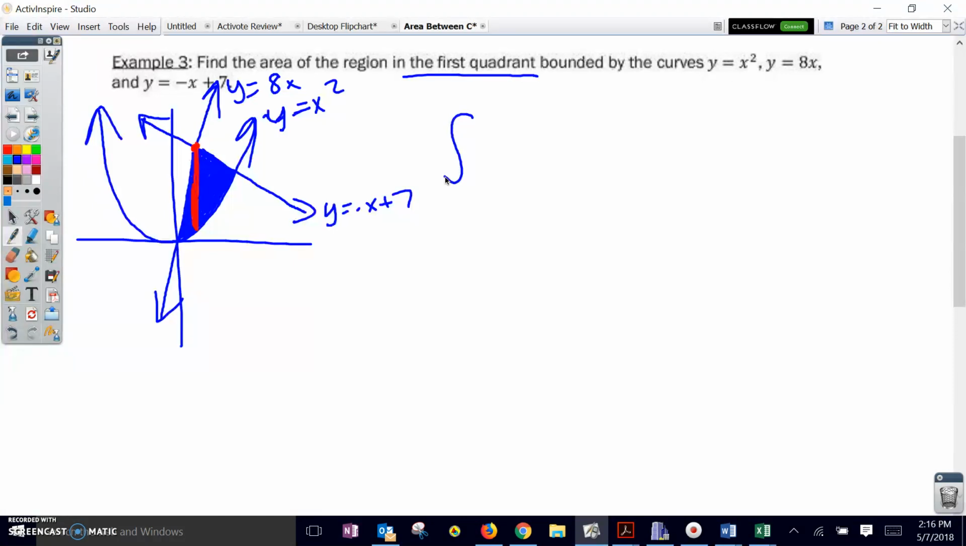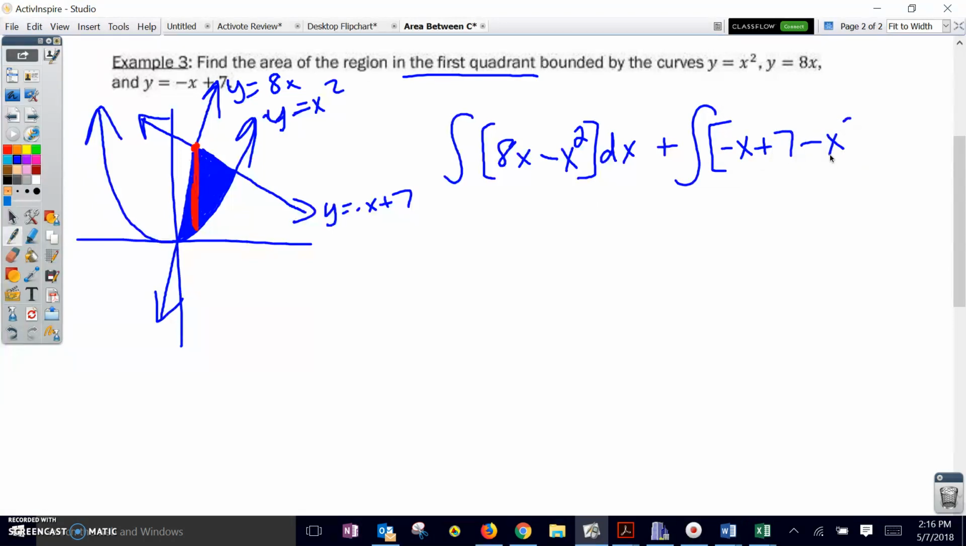For the stuff to the left of the red line, 8x is our upper curve, and x squared is our lower curve. So we're going to integrate 8x minus x squared. And we're going to add to that the integral of, and then to the right of the red line, the upper curve is negative x plus 7, and the lower curve is x squared. So we're going to set that up as our second integrand.